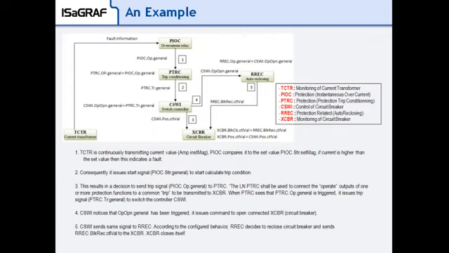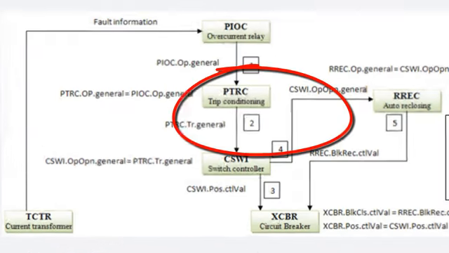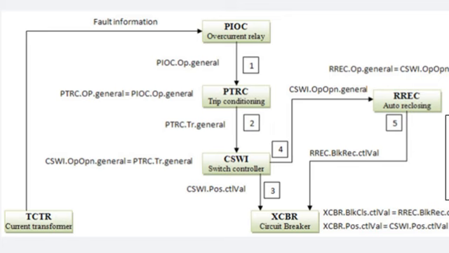Here you can see the exchange of data I have programmed in bay number 3. The current transformer is sending a value to the PIOC logical node, which is detecting another current. Then sending the information to the PTRC and CSWI to open the circuit breaker. I have also programmed an auto-reclosing logical node.